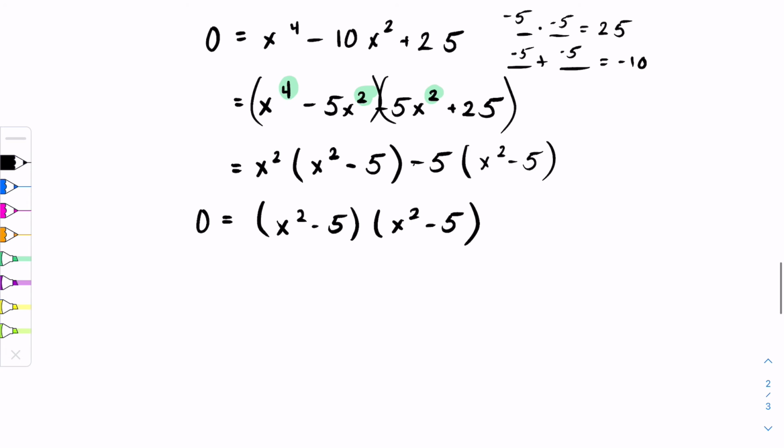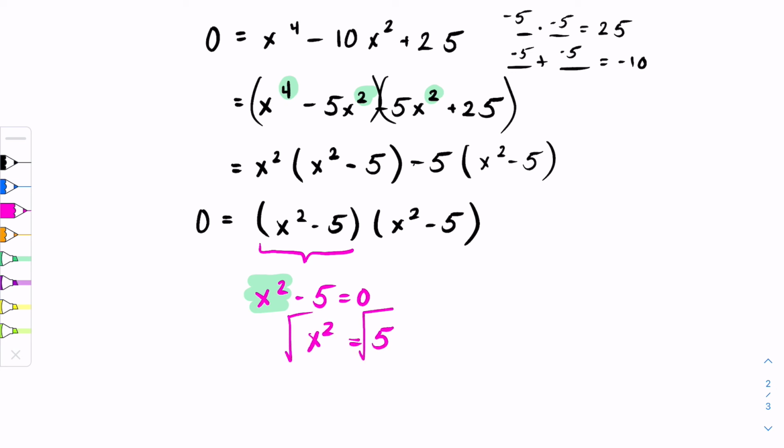So now I need to set these equal to 0. Let's start with this first factor. x squared minus 5 equals 0. Well, this is a squared term, so the only way to solve for this is to take square roots at this point. You cannot just add 5 to the other side and say that's your answer because you have x squared is equal to 5. So at this point, you take the square root, and remember that when you take the square root of both sides, you need to include your positive and negative answer. So in this case, x is equal to positive or negative square root of 5.